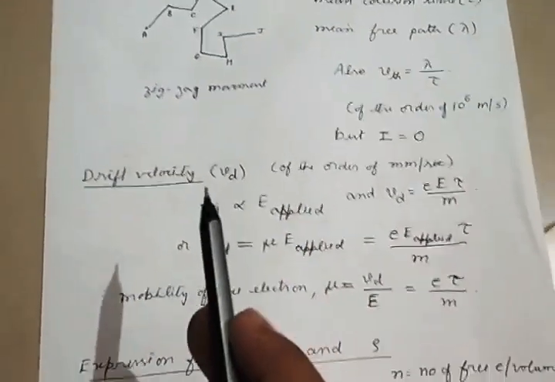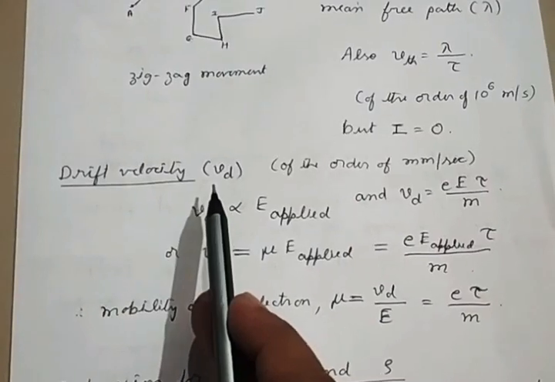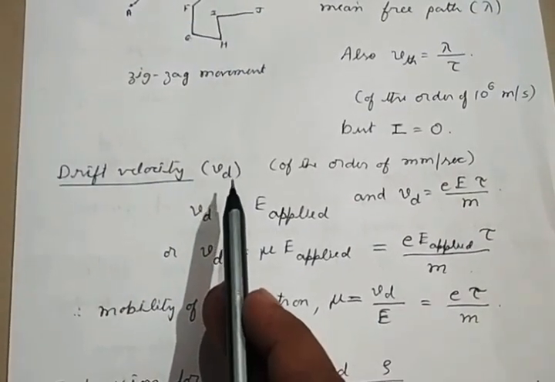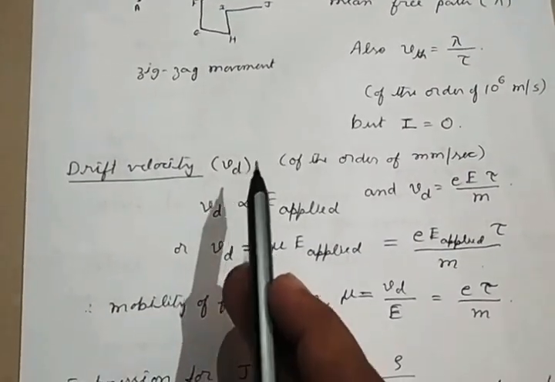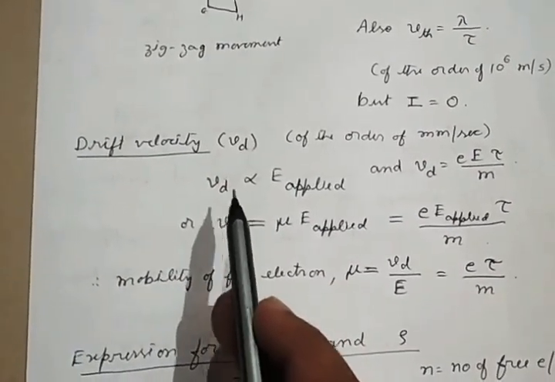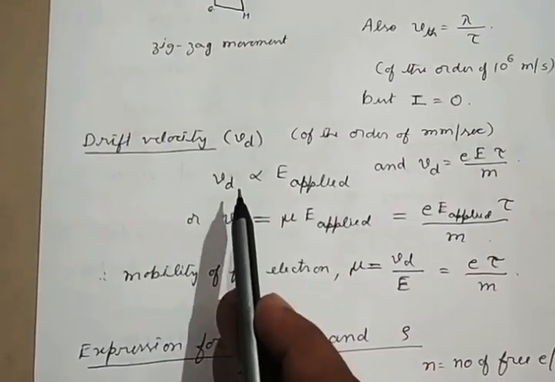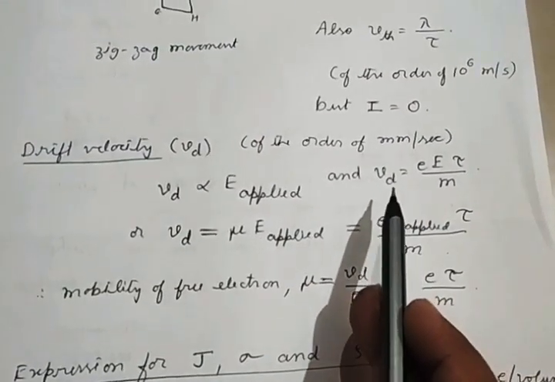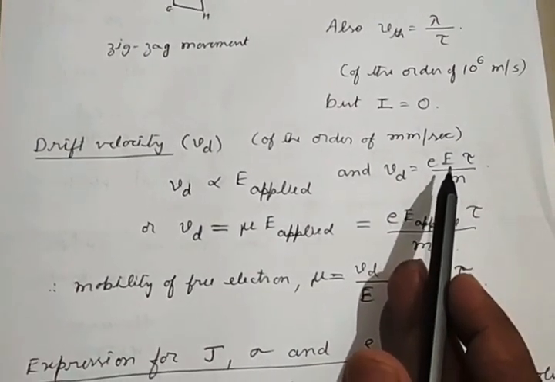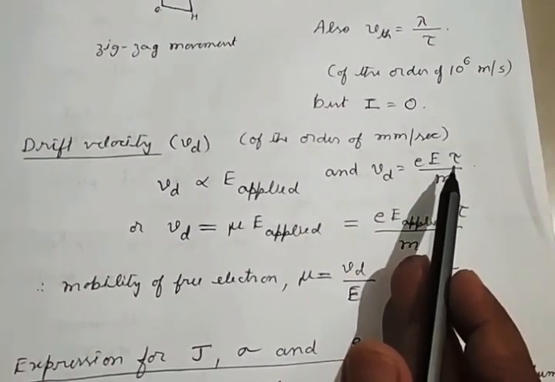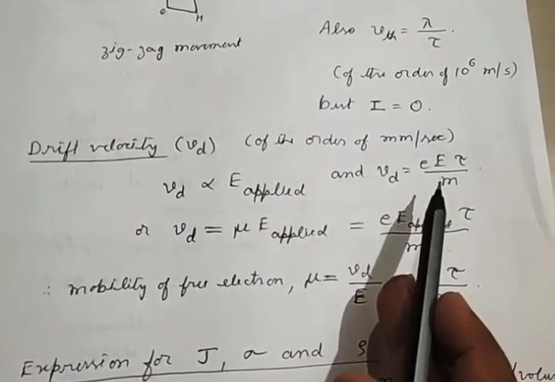Now the electrons will start moving in one direction in the presence of an applied electric field, and that is when we get the drift velocity Vd. The drift velocity is proportional to the applied field. The more the applied field, the more the drift velocity. And we get the relation for drift velocity: Vd is equal to E, the charge of the electron, times the electric field applied, times the mean collision time tau, divided by the mass of the electron m, that is, E tau by m.